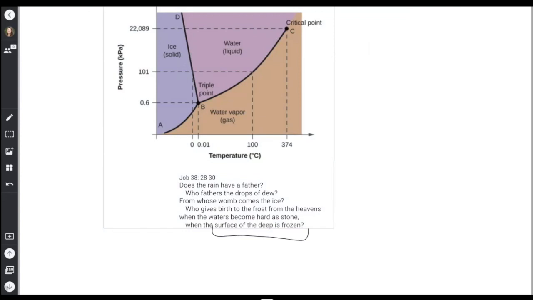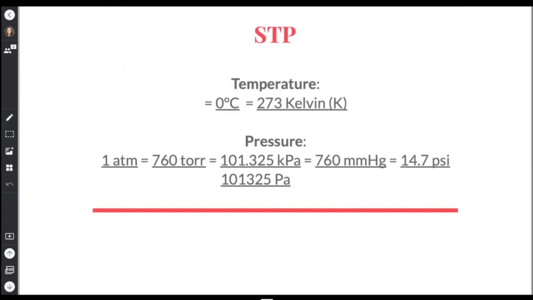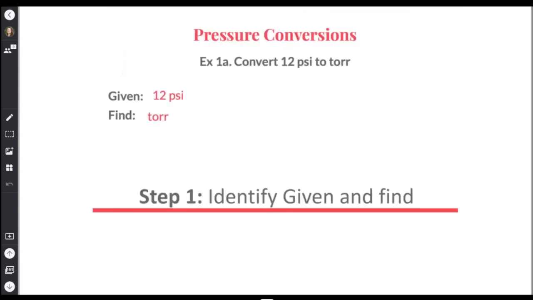Then we moved forward from that, and we talked about standard temperature and pressure. These are standards. So standard temperature is 0 degrees Celsius. How do I get to Kelvin? Add 273. And then standard pressures. These are your base units that you use to do pressure conversions. All right, so let's take a look at, and you need to know these. You need to memorize them. You need to know your values. All right? So let's look at an example of a pressure conversion.